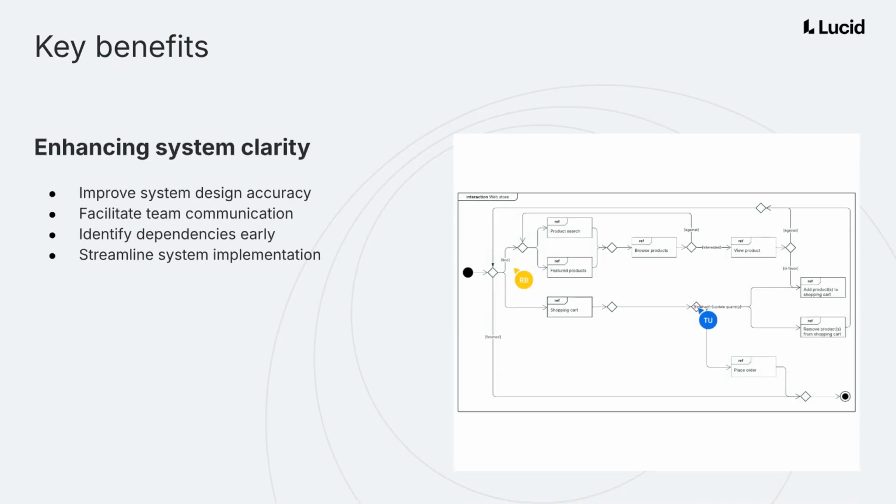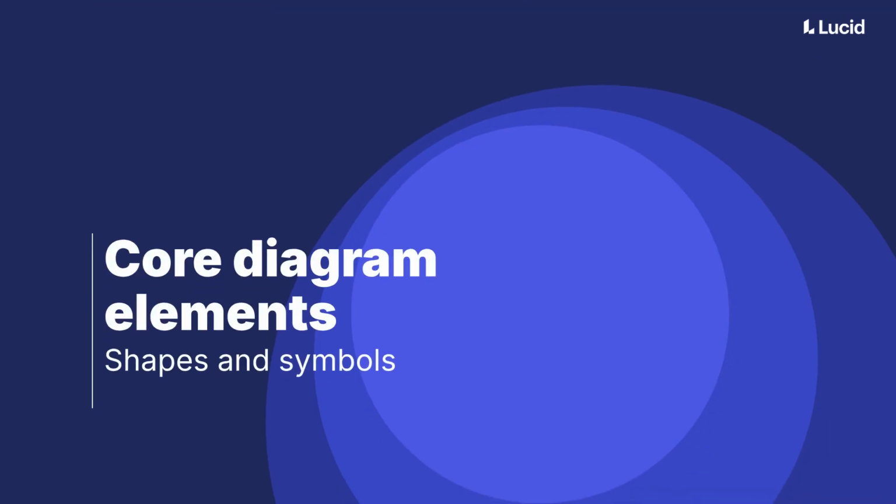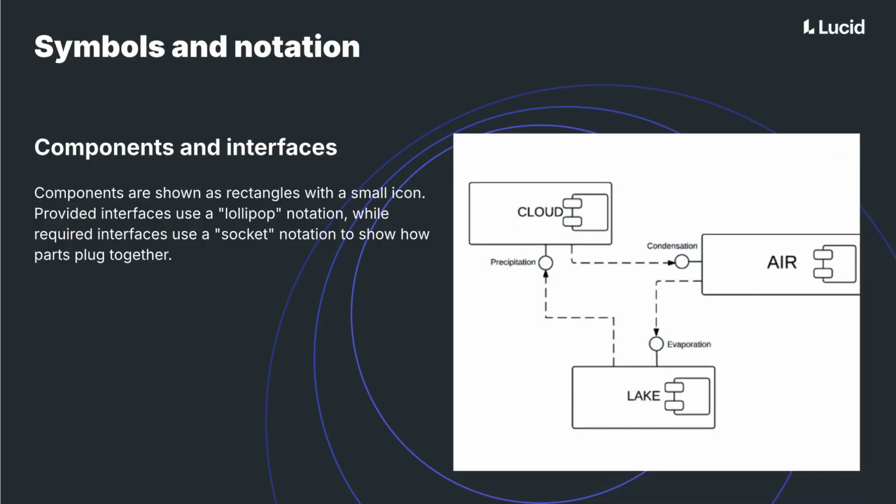They help teams identify bottlenecks early, simplify complex system structures, and ensure everyone is aligned on the technical requirements and dependencies. What are the key elements in a UML component diagram? There are three main pieces: the components themselves, the interfaces they use, and the dependencies that connect them together. Components represent modular parts of your system. We use provided and required interfaces, often called lollipop and socket notation, to show how these components interact and exchange data.